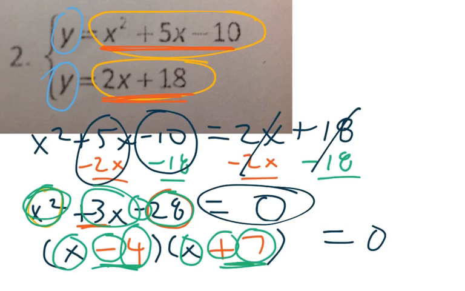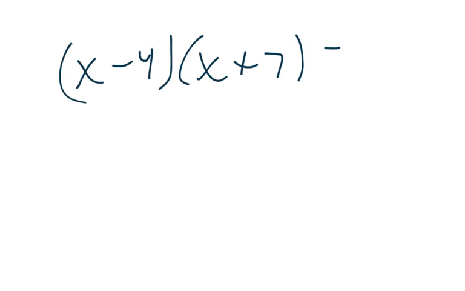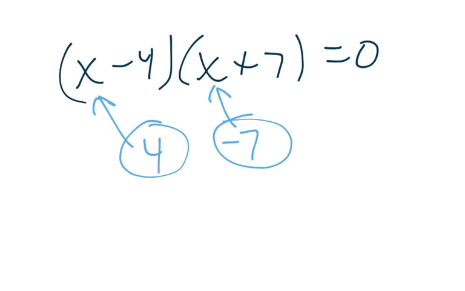Now I'm just going to copy this down on a separate page here. So we ended up with x minus 4 times x plus 7 equal to 0. And as I taught you, IM2, what in here makes it 0? Positive 4 minus 4 is 0. What in here makes it 0? Negative 7 plus 7 makes it 0. So here are my two solutions.